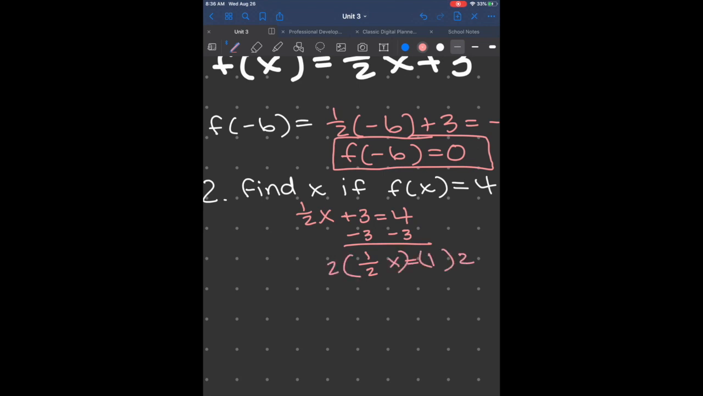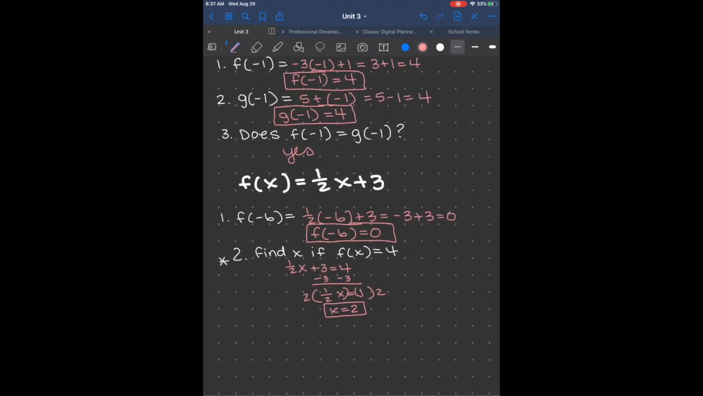So we're going to subtract 3 from both sides. We're doing SADMEP order. Multiply by 2 to get rid of our denominator, and we get x equals 2. So when it says f of x equals something, then that means that you plug your equation in and set it equal to that number.